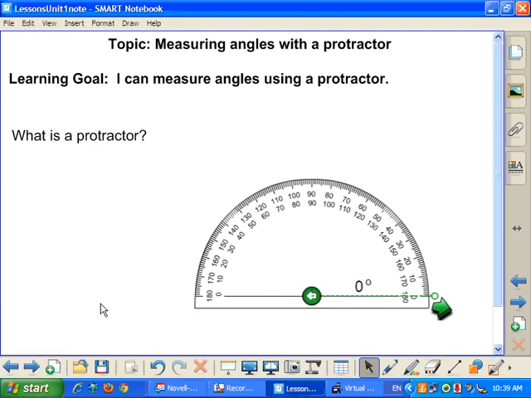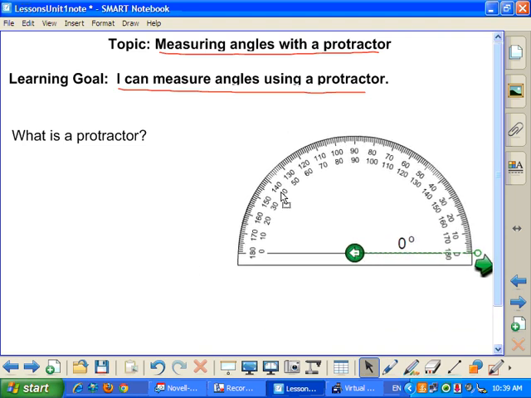Welcome to lesson number 5, measuring angles with a protractor. So we are looking at measuring angles with a protractor. So what's the learning goal? Simply, I can measure angles with a protractor. Some people have seen these before, some haven't. So this is a protractor.